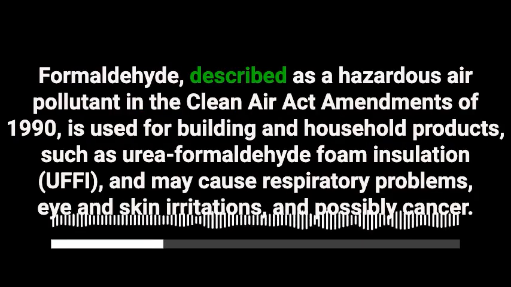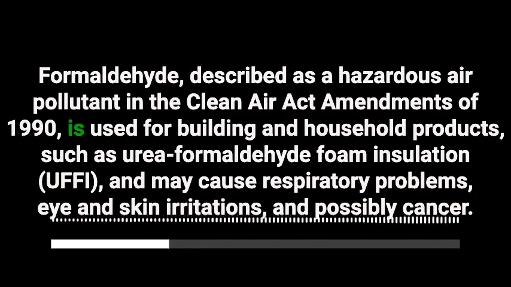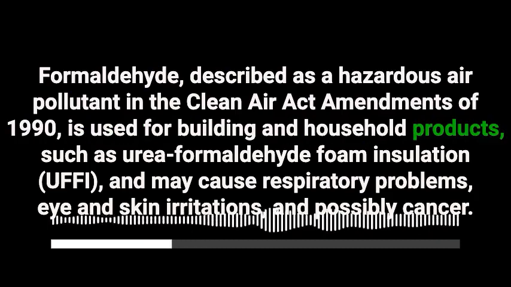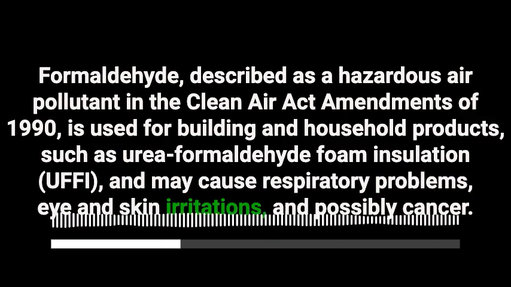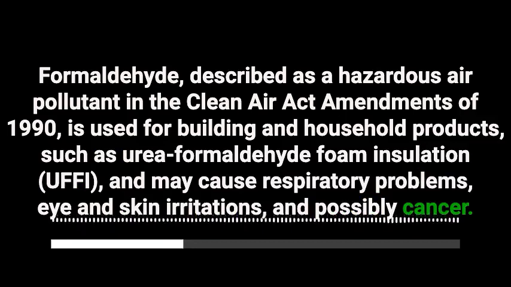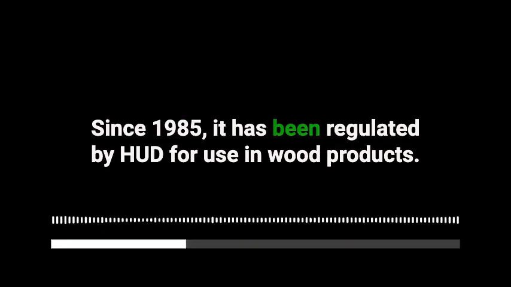Formaldehyde, described as a hazardous air pollutant in the Clean Air Act amendments of 1990, is used for building and household products such as urea formaldehyde foam insulation and may cause respiratory problems, eye and skin irritations, and possibly cancer. Since 1985, it has been regulated by HUD for use in wood products.